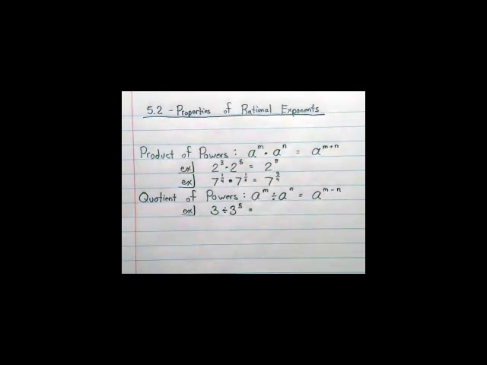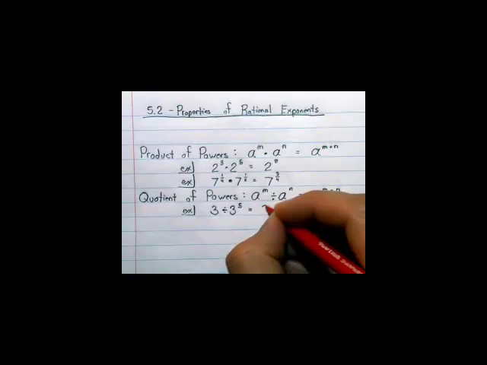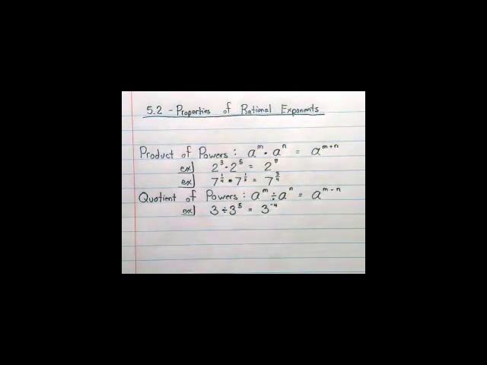So if we had 3 divided by 3 to the 5th. Okay, so when I write just a 3, it's a power of 1. So what's that going to be equal to then? 3 to the negative 4, because 1 minus 5 is negative 4.